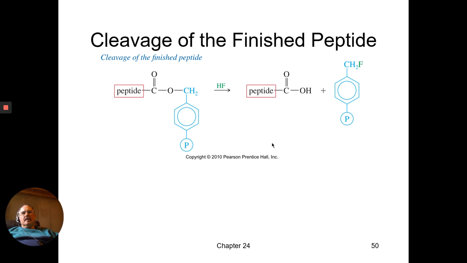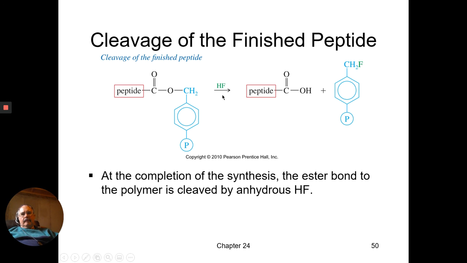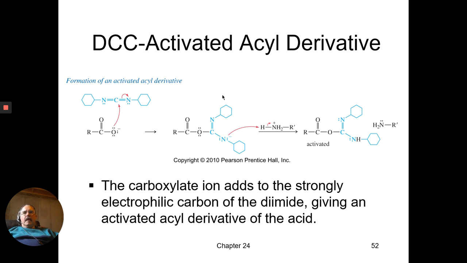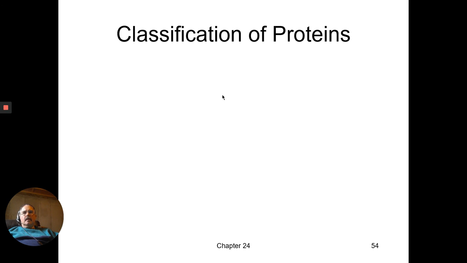And then once our chain is complete, then we can use a method to cleave it from the solid support. Here they're using HF. In the case of DNA and RNA, we used trifluoroacetic acid. I'm going to skip over this. Okay, and then in the next lesson, we'll talk about classifications of proteins and levels of protein.